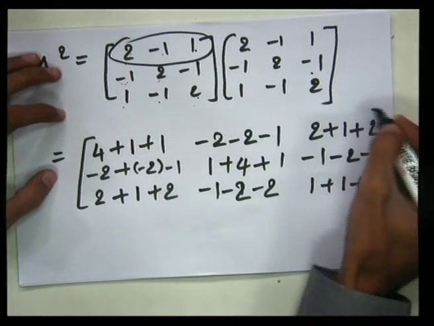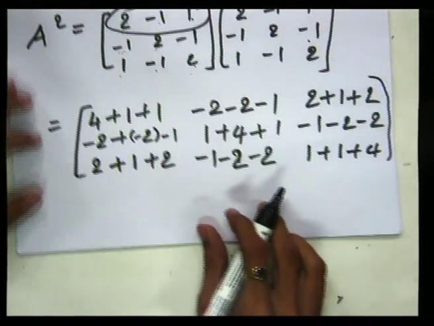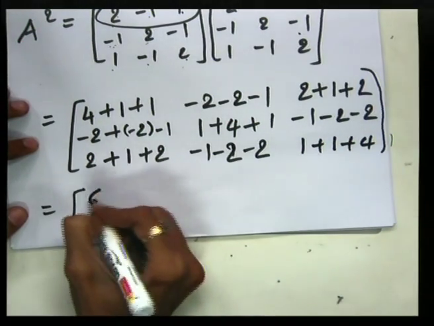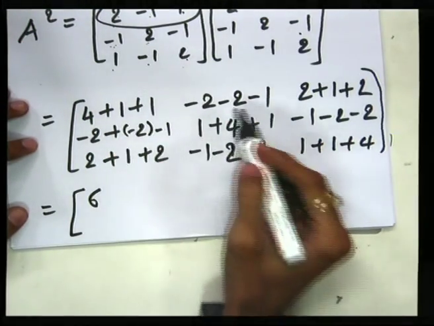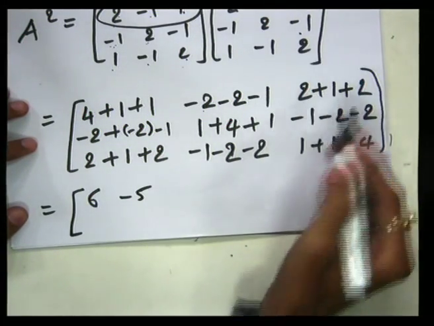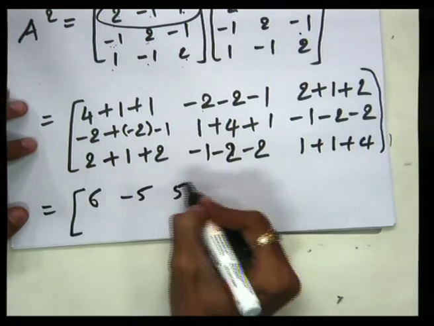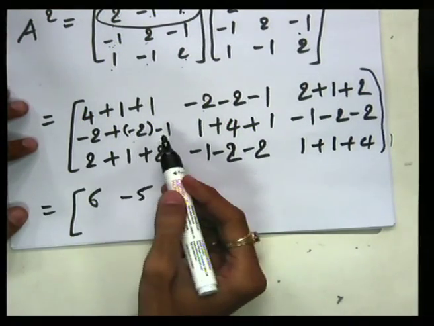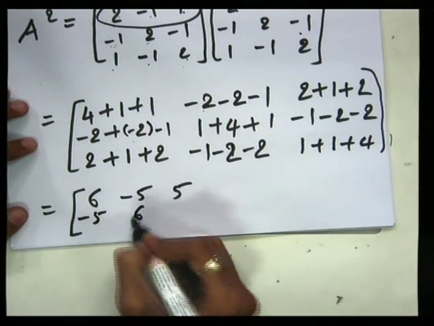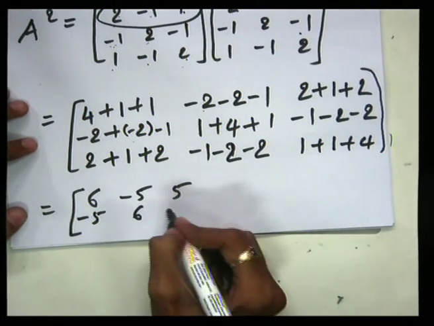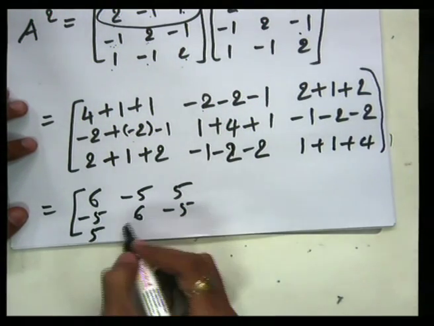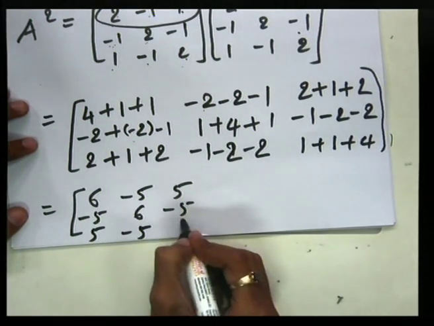So by simplifying all this, I will get here 6, 4 plus 1 plus 1 is 6, minus 2 minus 2 minus 1, that is minus 5. Here 2 plus 2 plus 1, that is 5. Here minus 2 minus 2 minus 1, that is minus 5. Here 6, here minus 5, here again that is 5, again this is minus 5, and this is 6.